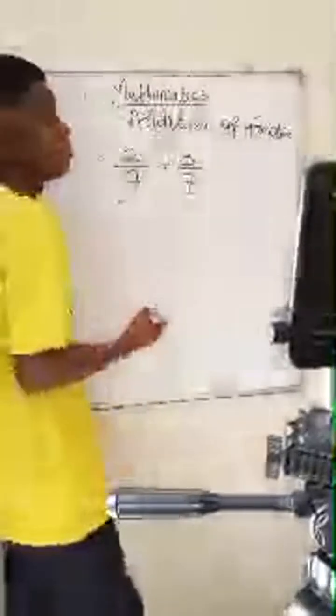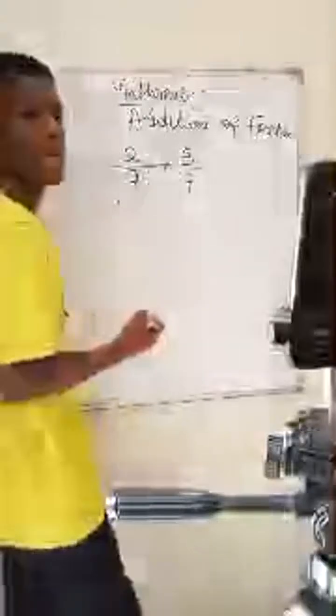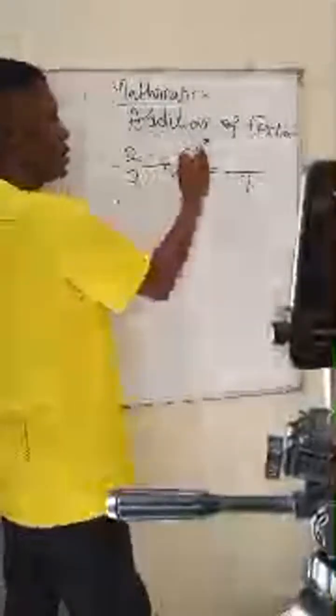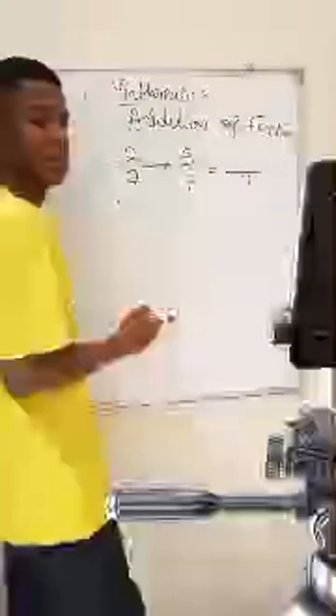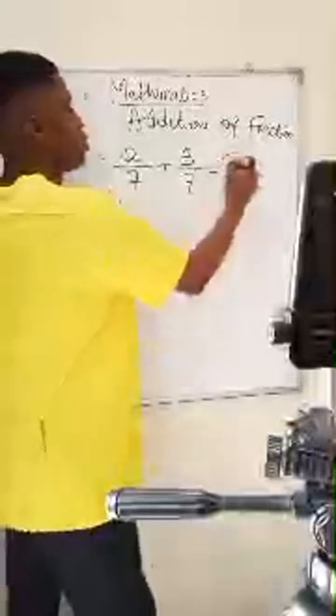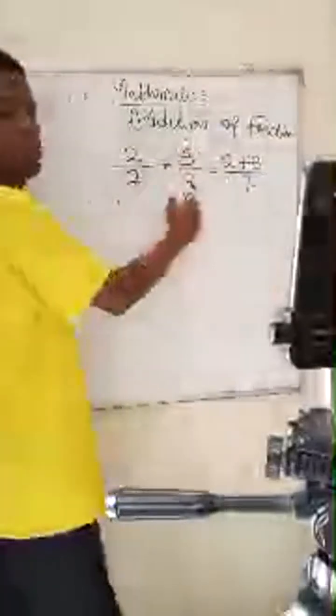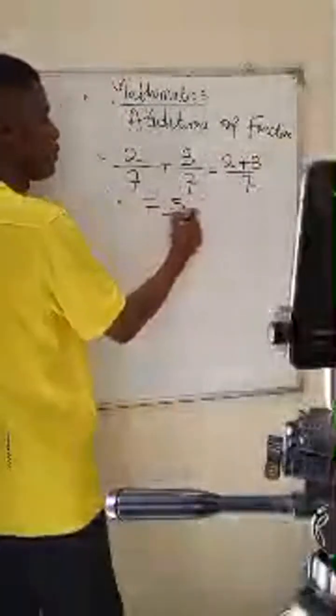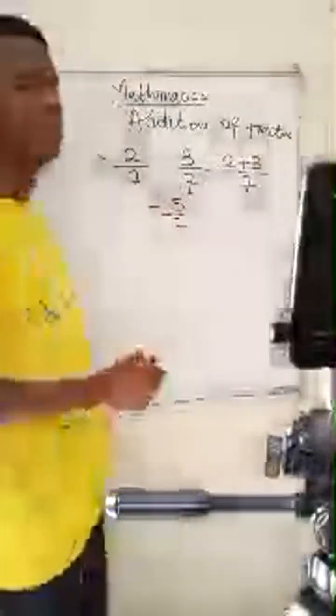If the denominators are the same, you see this denominator is the same, 7 and 7, right? So all you need to do is just keep that denominator the same and do the addition in the numerator. Are you getting it? So you have to do 2 plus 3. I added the numerators because the denominator is the same. So 2 plus 3 is 5. So the answer becomes 5 over 7. Do you understand it now?